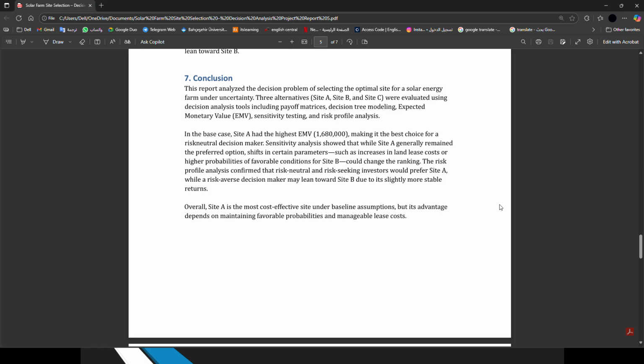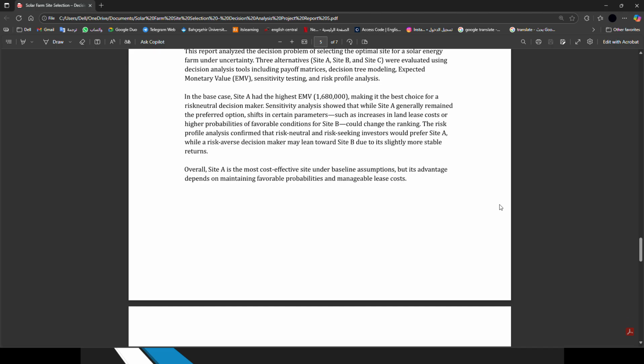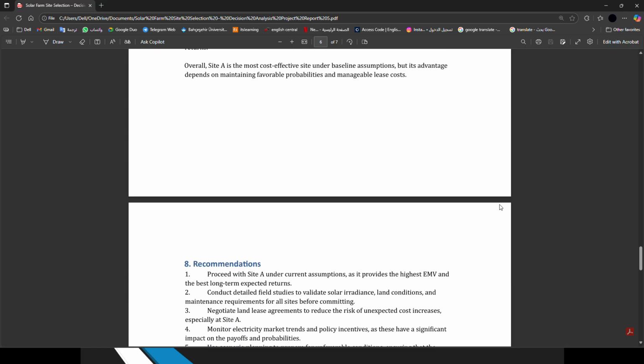Sensitivity analysis showed that site A generally remained the preferred option. Shifts in certain parameters, such as an increase in land lease costs or higher probabilities of favorable conditions for site B, could change the ranking. Basically, it comes down to three attitudes: risk neutral, risk seeking, or risk averse. Both risk neutral and risk seeking investors would prefer site A. However, risk averse decision makers may lean towards site B due to its slightly more stable returns, which is very understandable. Overall, site A is the most cost-effective site under baseline assumptions.